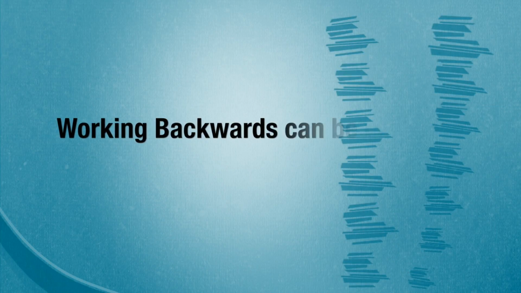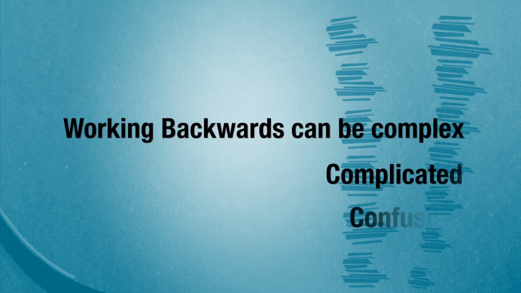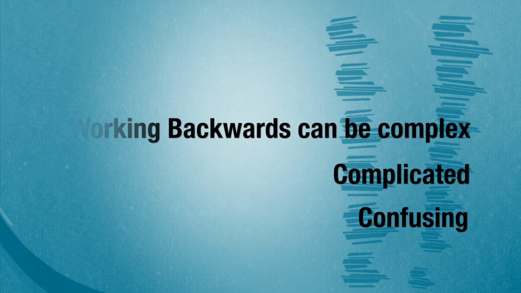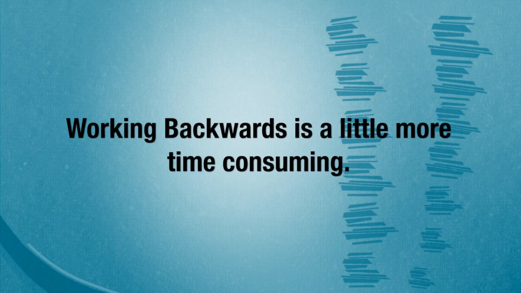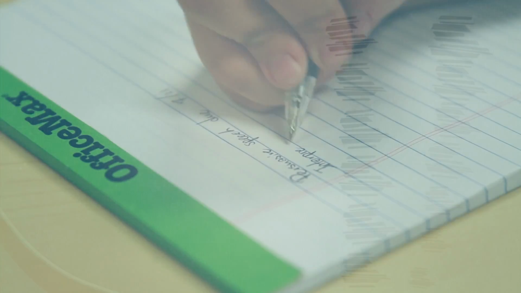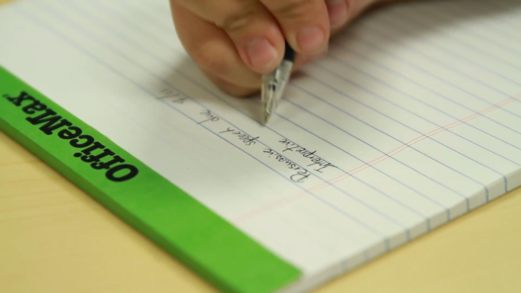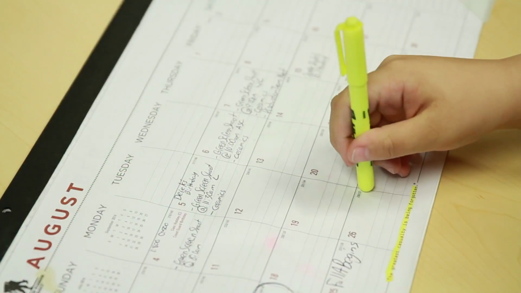Cons. Working backwards can be complex, complicated, and confusing during its initial stage or first-time use. Working backwards is a little more time-consuming because it requires a written plan and modification as appropriate. Once a plan is made, it requires commitment and evaluation to ensure that it is carried out appropriately to reach the goal.